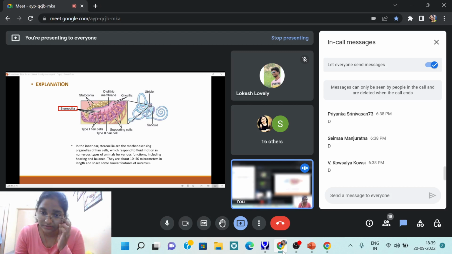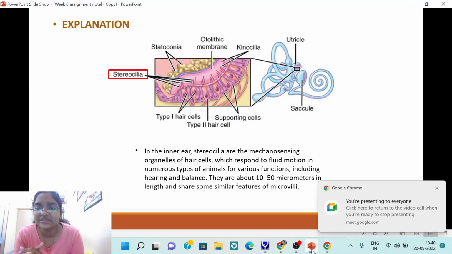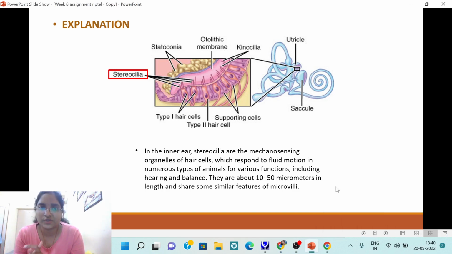No one knows? Yes, it is present in our small intestine, right? Microvilli in our small intestine increase the surface area for absorption. The same function is happening in our ear also. It increases the surface area for response to fluid motion in our inner ear, for mechanosensation, for sensation in our ear, for hearing and balance as well, right?